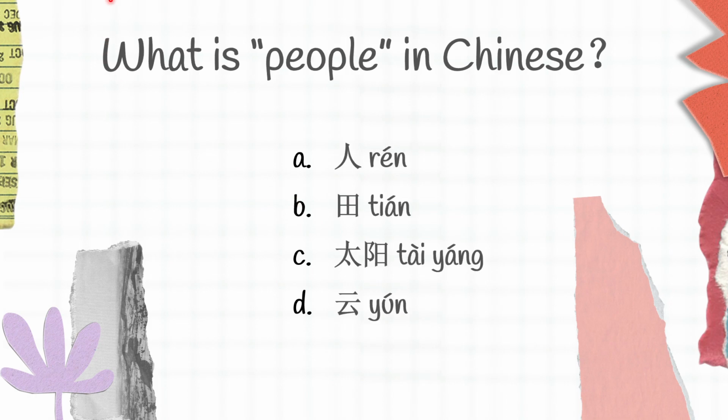Moving on to the next question. What is people in Chinese? So we have A. 人, B. 天, C. 太阳, and D. 云. So which one of them is true here?